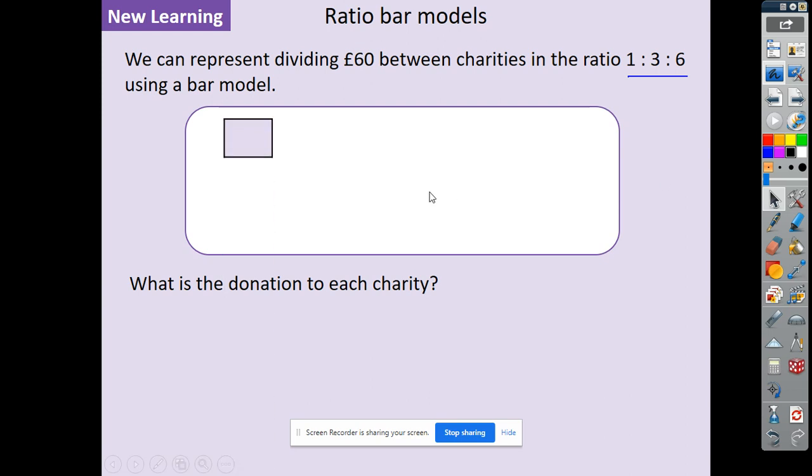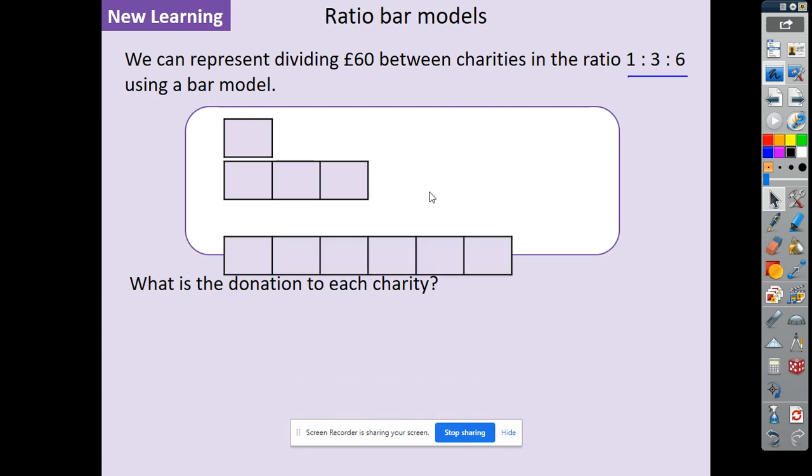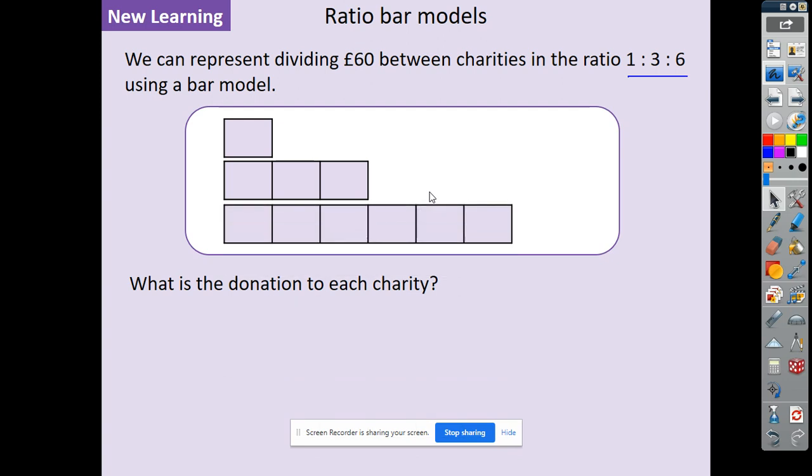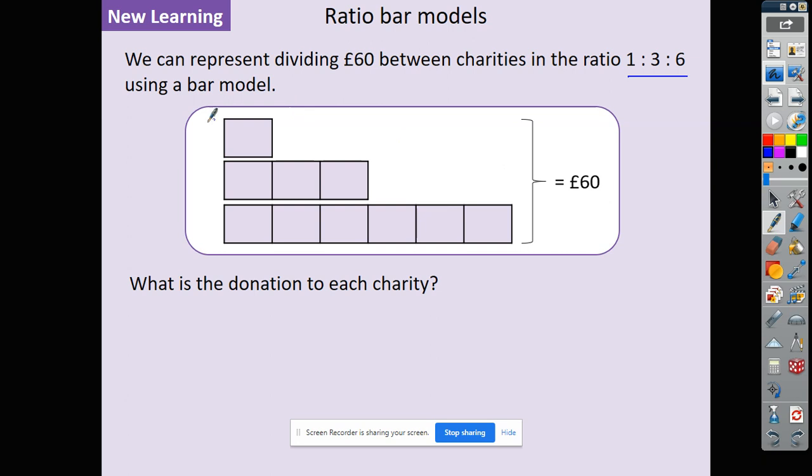So we've got 1 to 3 to 6. Okay, now I know that what we're trying to do here is divide £60 between all of that. So how many parts am I sharing £60 between? Well, 1, 2, 3, 4, 5, 6, 7, 8, 9, 10 parts. So if I'm sharing £60 between 10 different parts, how much is each part going to get? We know that 60 divided by 10 is 6. So I know that each of these must be worth 6.